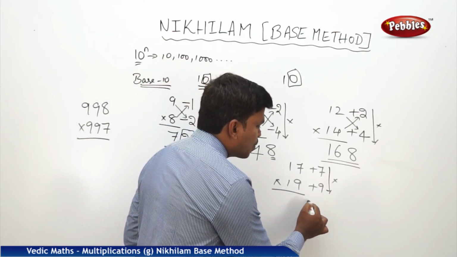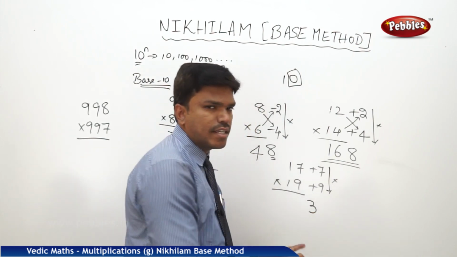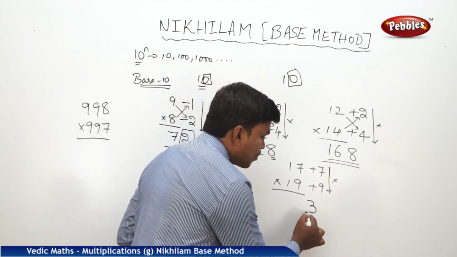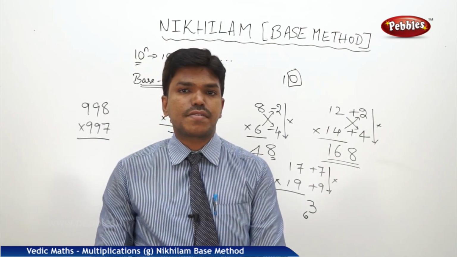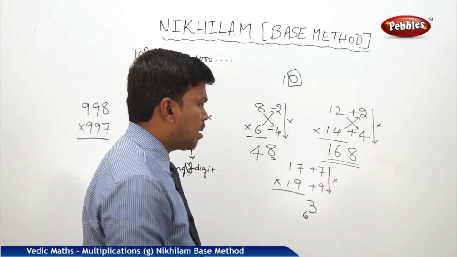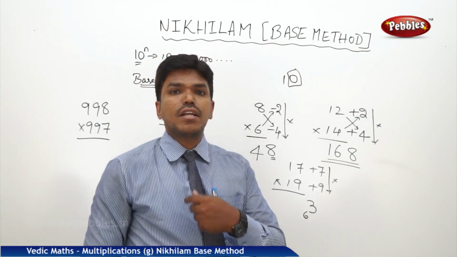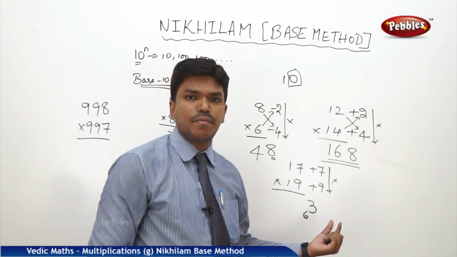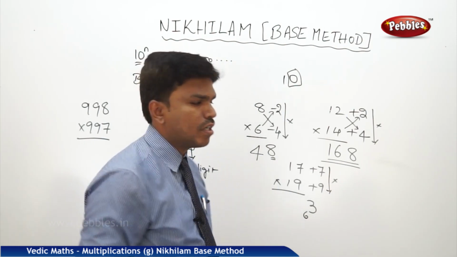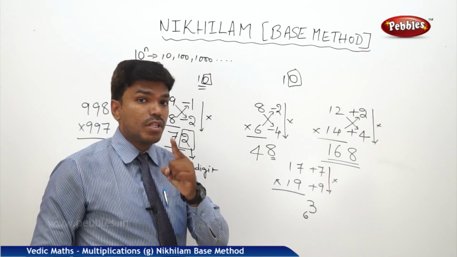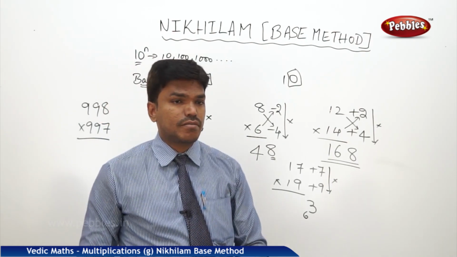So what I am going to do, I am going to write 3 as it is, but the tens place value 6 gets carried to the next part of the answer. Once again I am saying, if you are getting more than one digit in the right side part of the answer, you have to carry that to the next part. Every time you need to drop only the ones place and carry the remaining.